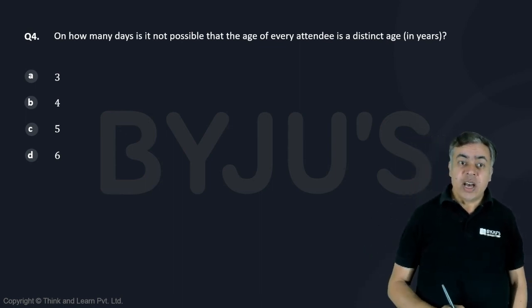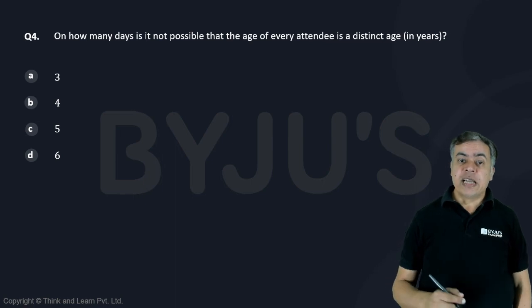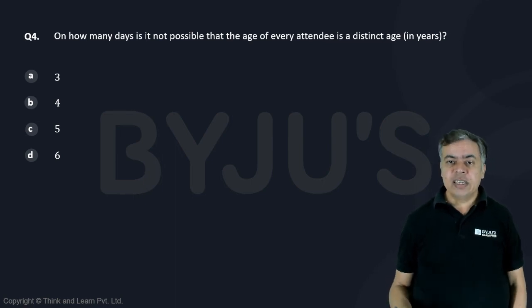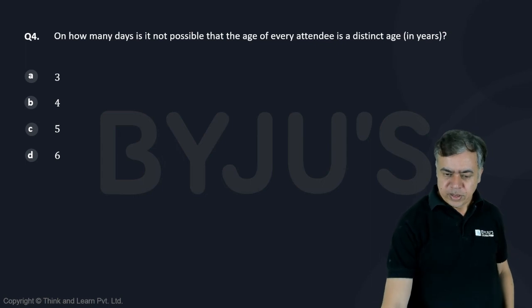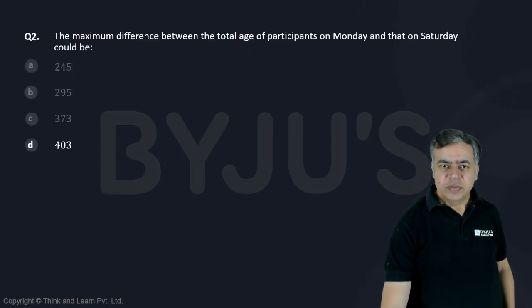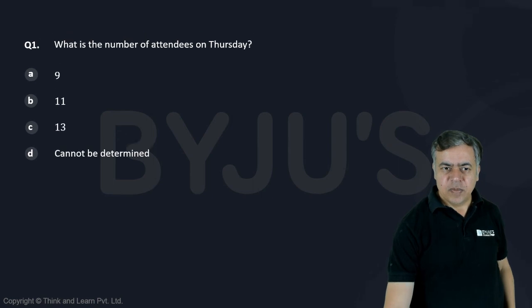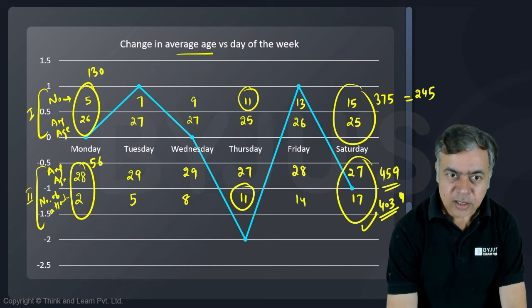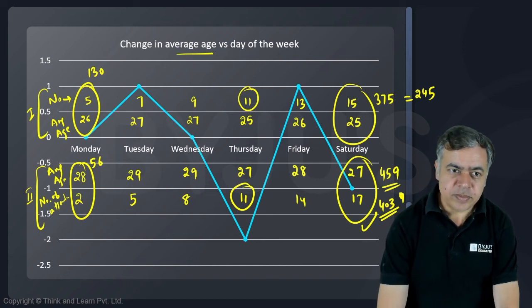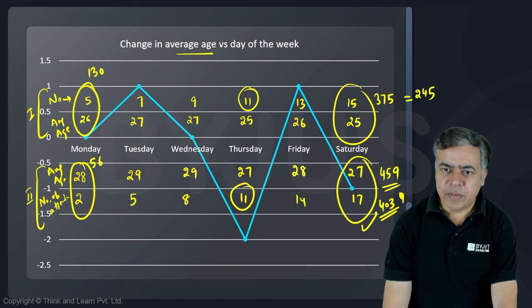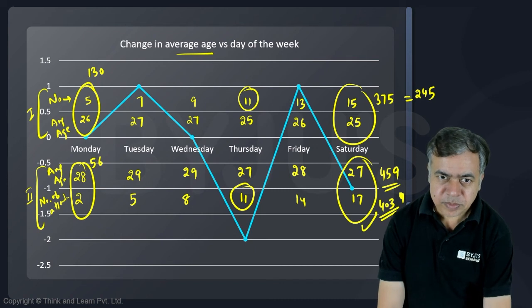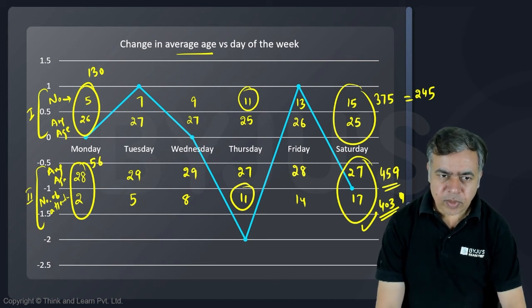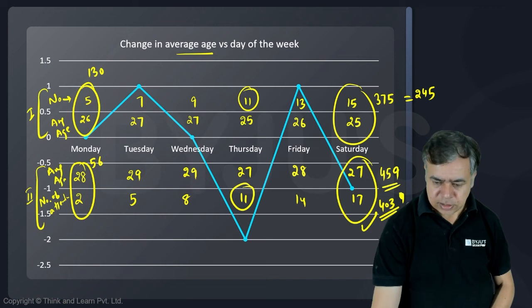And now the question is, on how many days is it possible that the age of every attendee is a distinct integer? Okay, let's see. Let's bring this data, right? So whatever data we have calculated, I'm bringing on that screen only. Okay, just give me a second.